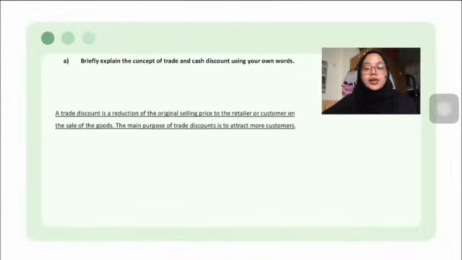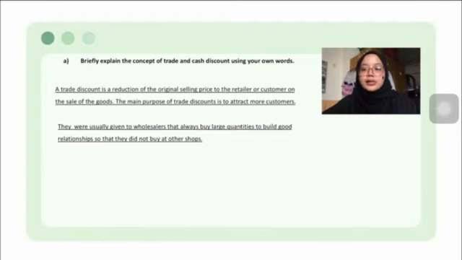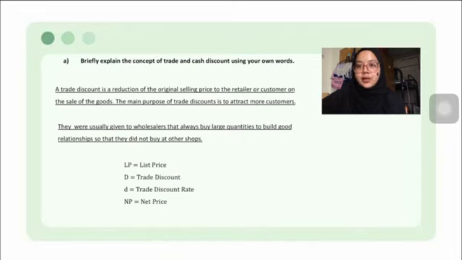Trade discount is a reduction of the original selling price to a retailer or customer on the sale of goods. The main purpose of trade discount is to attract more customers. They are usually given to wholesalers that always buy large quantities to build a good relationship so that they do not buy at other shops.